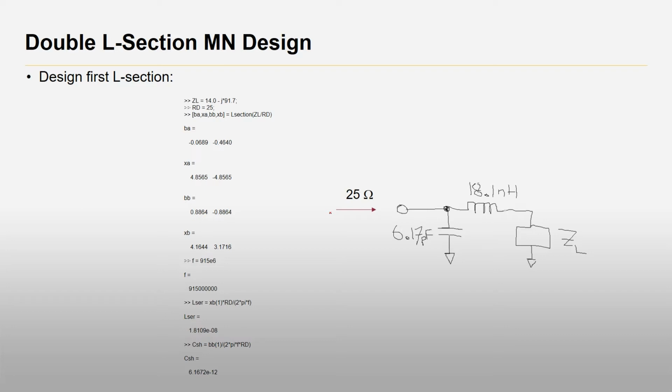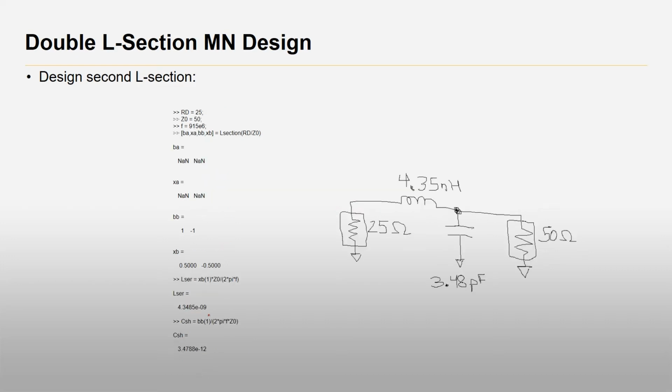Again, we can run our MATLAB routine. We get all four possibilities. We're going to use a B possibility, and we'll take the one that produces a series inductance and a shunt capacitance, and we get a value of 18.1 nanohenries and 6.17 picofarads.